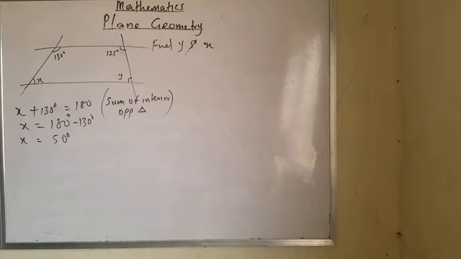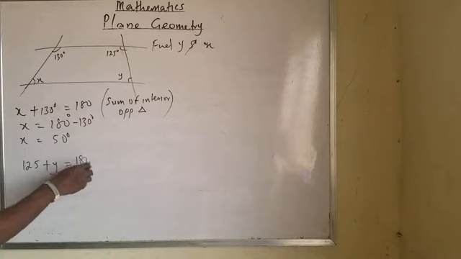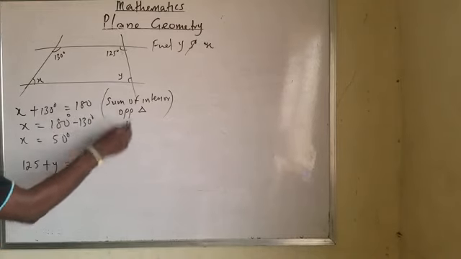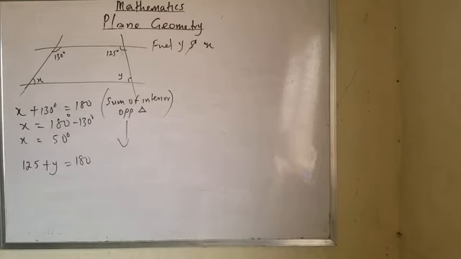Since my x equals 50 degrees, I can also do the same thing for my y, which is 125 plus y equals 180, the sum of angles on a straight line, so I will have y equals 180 minus 125. My y equals what? 55 degrees. That is all I need to do there. That is all about that.